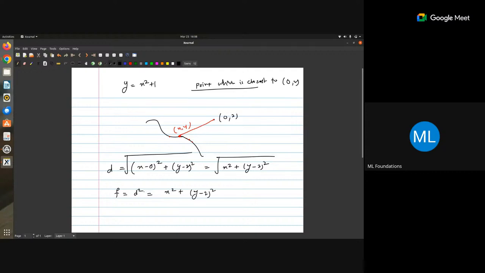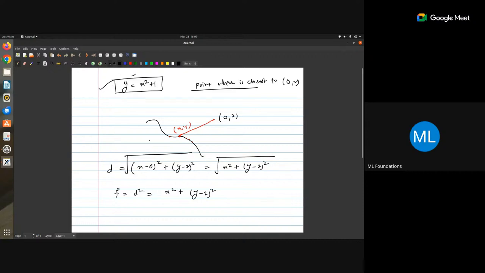Okay. So now, this function is in how many variables? Two variables, right? But if I wanted to use any optimization formula, if I wanted to use that f dash of x and equate it to zero, that means I have to make this into a single variable, right? So we have this surface, we can use this equation to plug into this, right? Because I need to find a point on this surface which is closest to this (0, 2).